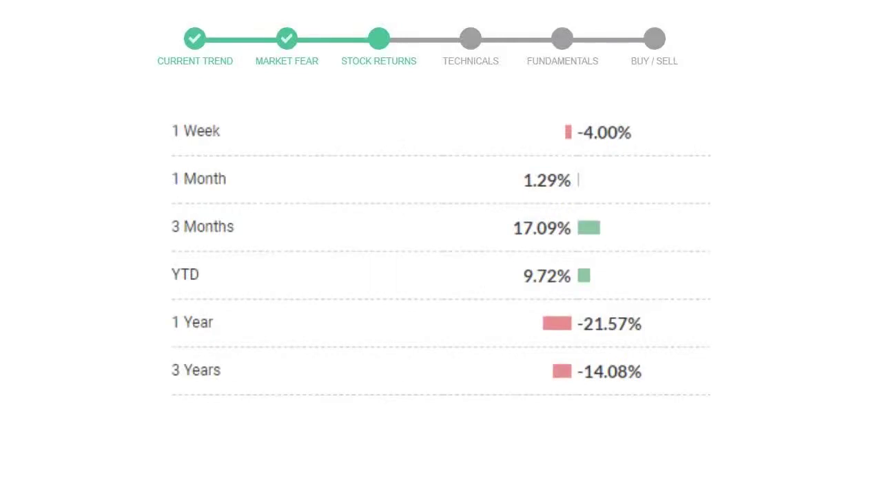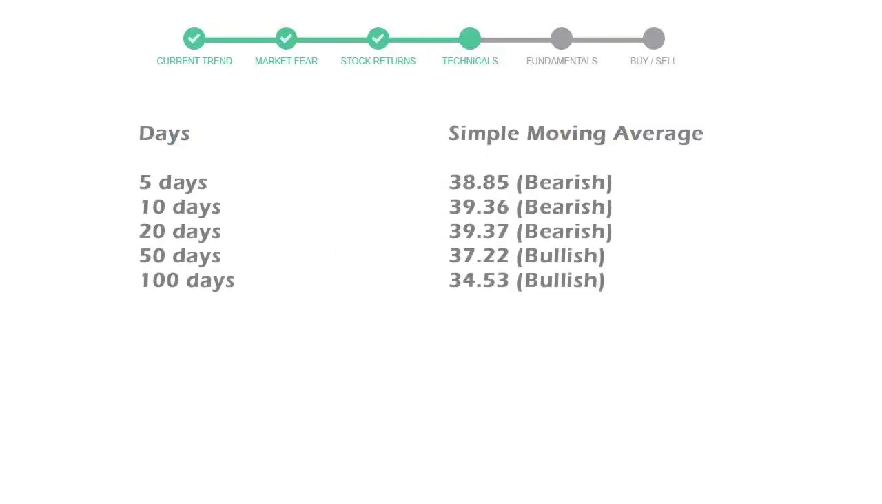Comcast has given negative 4.0% returns in the last 7 days. Now let's have a look at simple moving average data. 5-day average for Comcast is moving with 38 towards bearish indication.